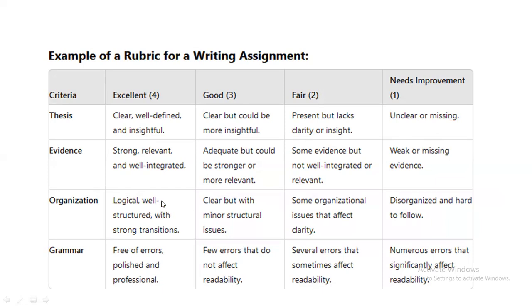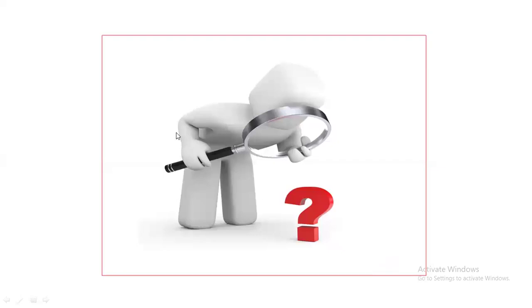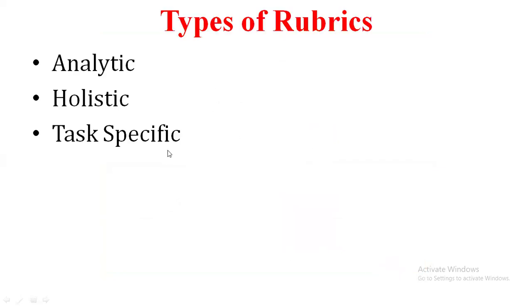Organization: logical, well structured with strong transitions 4, clear but with minor structural issues 3, some organization issues that affect clarity 2, disorganized and hard to follow 1. Grammar: free of errors, polished and professional 4, few errors that do not affect readability 3, several errors that sometimes affect readability 2, numerous errors that significantly affect readability 1. This is the rubric. Types of rubric: analytic, holistic, and task specific.